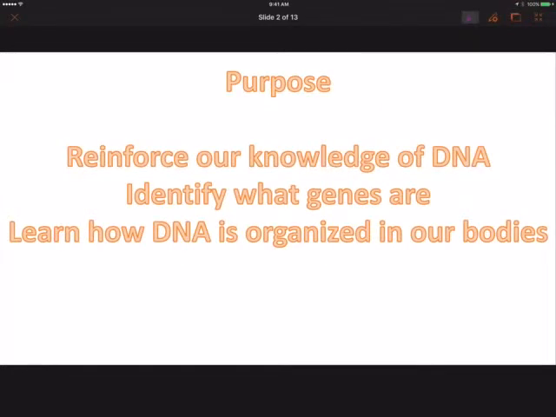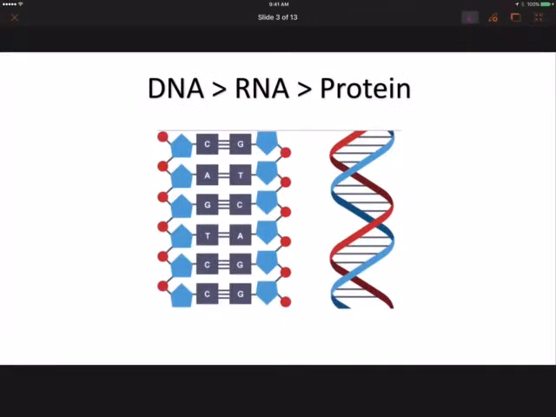The purpose of it is to reinforce your knowledge of DNA, to identify what genes are, and to learn how DNA is organized in our body. So, a real quick review of DNA. If you don't remember, DNA is what codes for the RNA in our body, and that RNA ends up making the proteins. The proteins do just about everything in your body and make you pretty unique and make you different from each other and from different organisms.